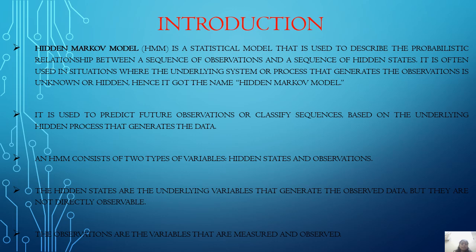Then an HMM consists of two types of variables. Those are hidden states and observations. The hidden states are the underlying variables that generate the observations, and are not directly observable. The observations are the variables that are measured and observed. So this is about the introduction to hidden Markov model.